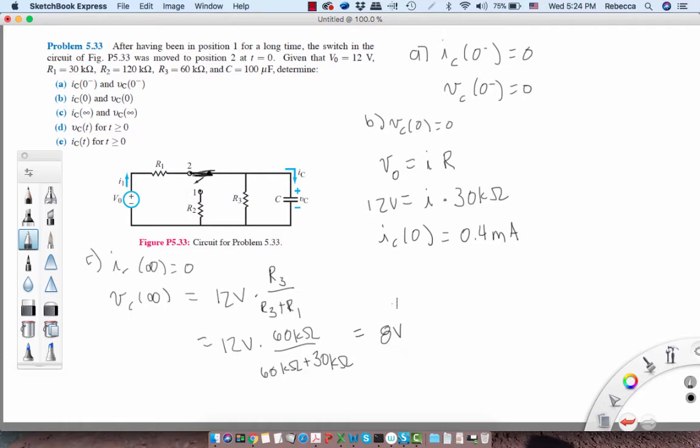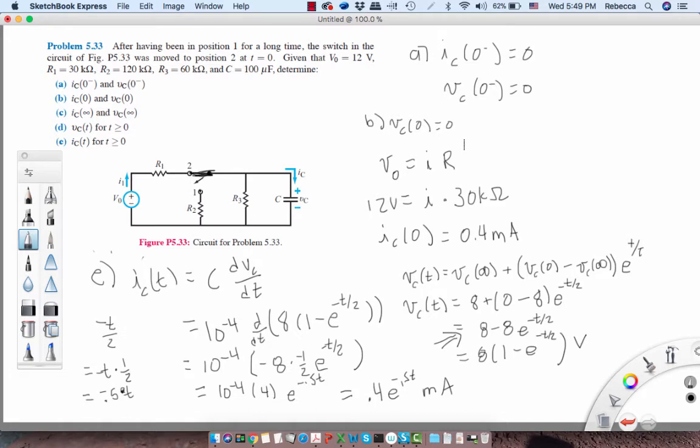Okay, now we want VC of t for t greater than 0. We know, and this is important, so you learned this by solving the differential equation, that VC of t is going to equal VC at infinity plus VC at 0 minus VC at infinity, times e to the t over tau, where tau is our time constant.